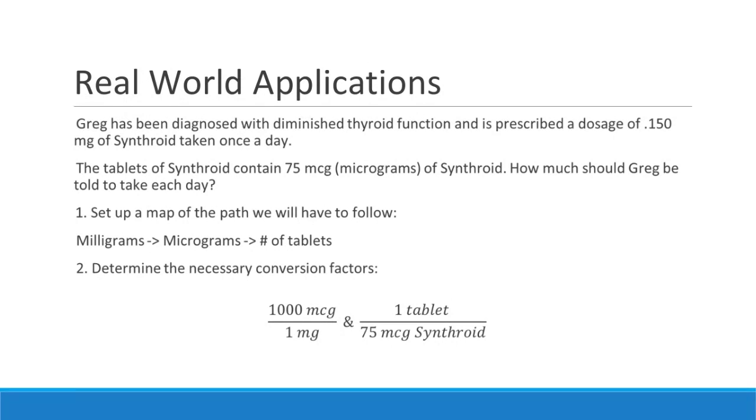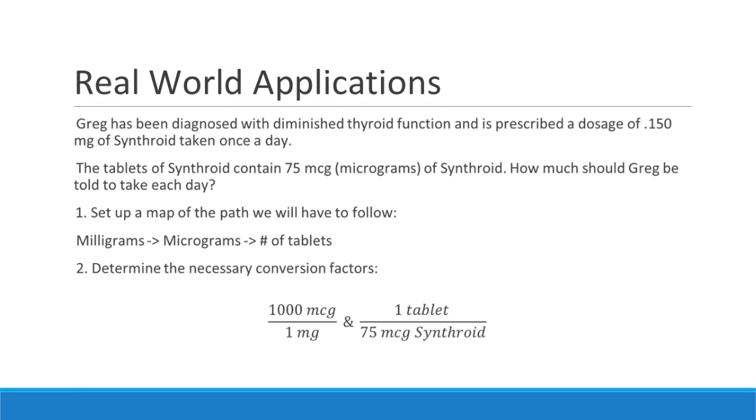Thyroid has to do with how you process and metabolize food, and he is prescribed a dosage of 0.150 milligrams of Synthroid every day. Synthroid helps your thyroid, let's say. So the tablets of Synthroid, we're told, contain 75 micrograms of Synthroid. Okay, so we have a microgram amount, but we have a milligram dosage, right? So we've already got a discrepancy that we're going to have to figure out. So that's one conversion factor. Thankfully, it's metric, so we can figure that out.